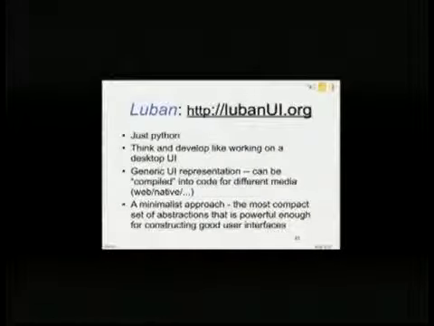The representation itself is very simple and naive. It's a tree structure. You can compile it into code of different media. For web, it's going to be JavaScript code and HTML code. For native UI, it can be just normal Python code. And our approach is very minimalist. We seek to find the most compact set of abstractions that is powerful enough to construct a good user interface.